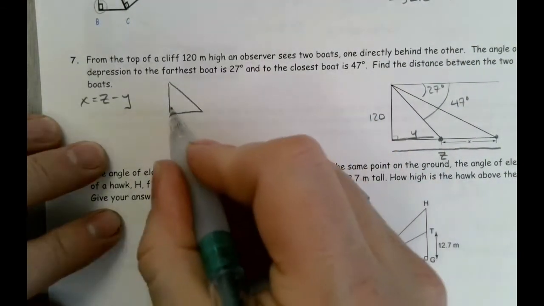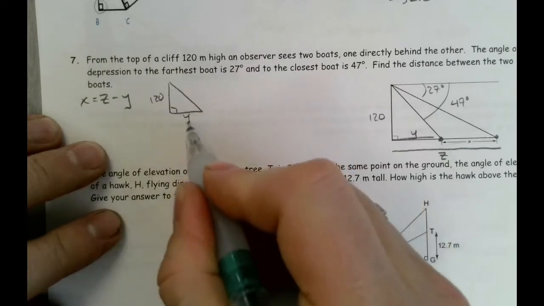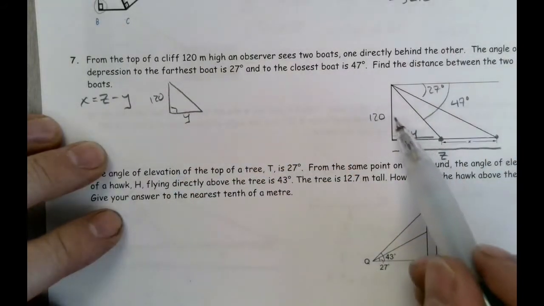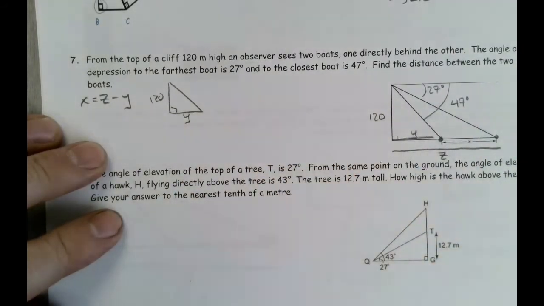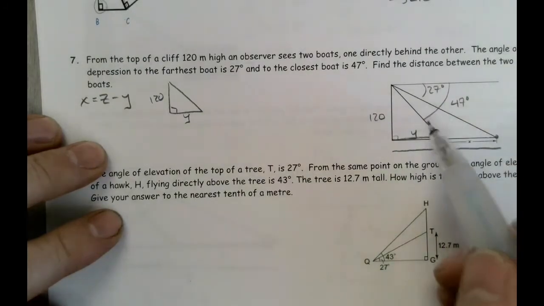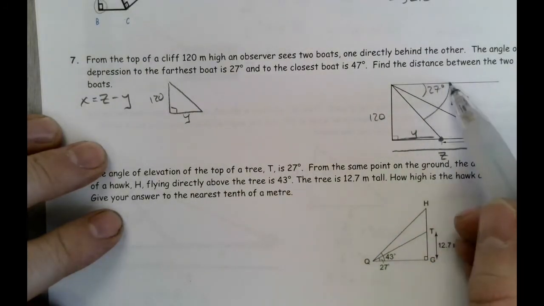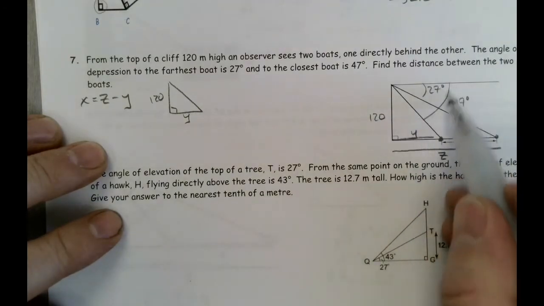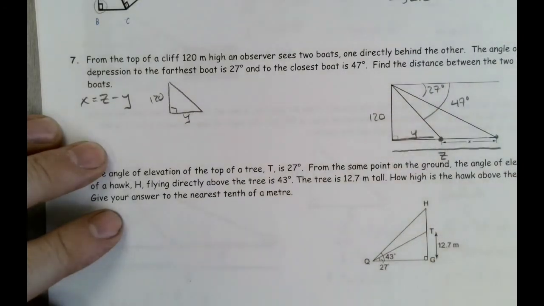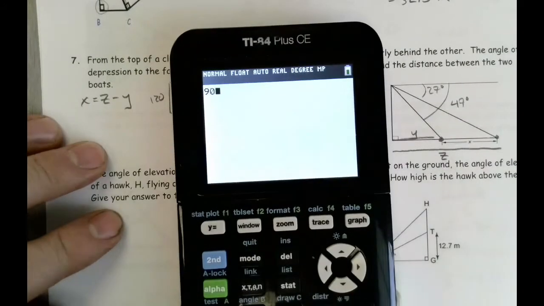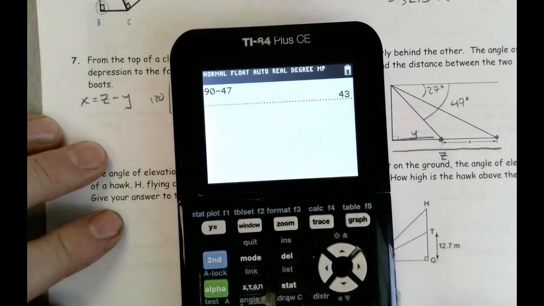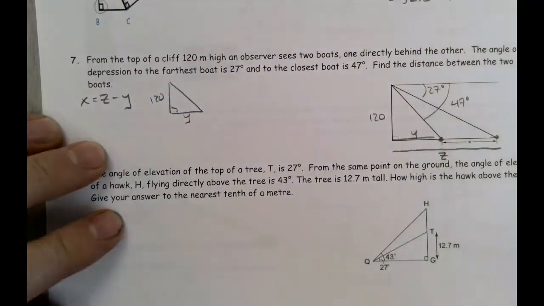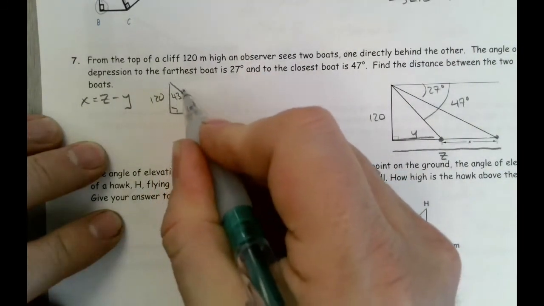So I know that this is 120. I know this is y. Now, the angle inside here is going to be, well, the angle from the horizontal down is 47. And I know that those two angles together have to add up to 90. So it's going to be 90 minus 47, so 43 degrees. So in here, this will be 43 degrees.